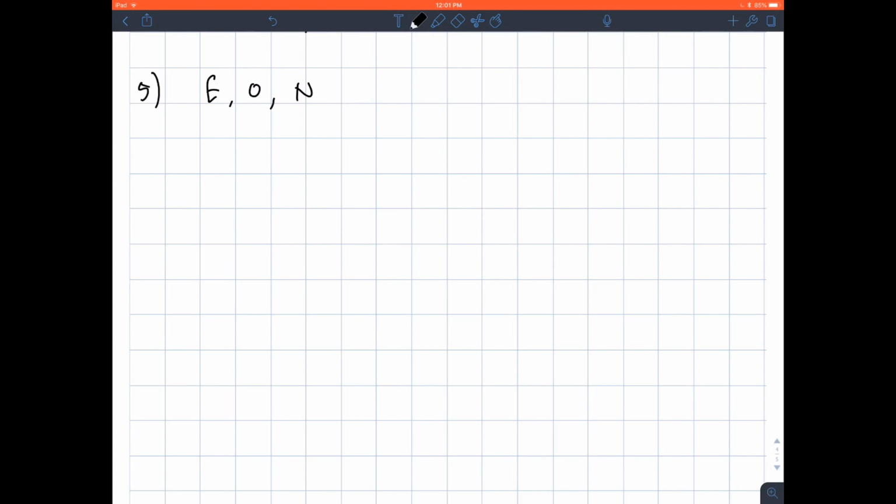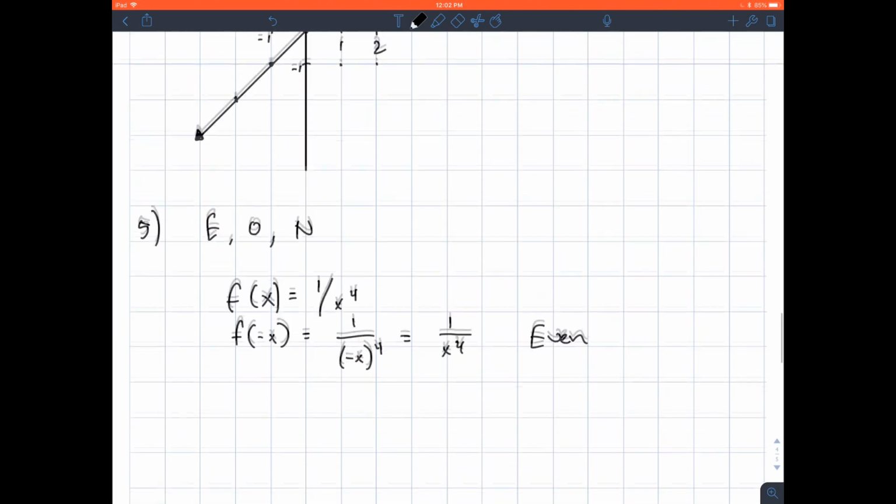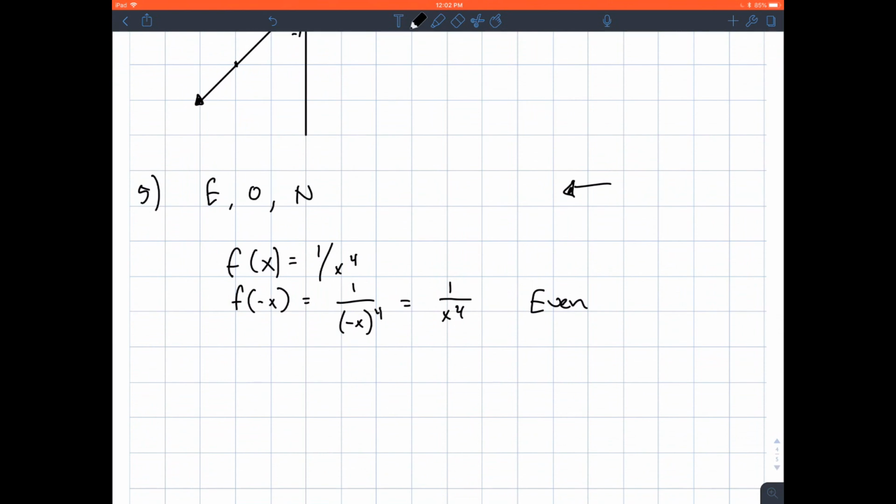Let's say we're given a function f of x is equal to 1 over x to the 4th. Basically, how you tell whether it's even, odd, or neither is that we plug in f of negative x to the function and do a little bit of algebra. If it comes out negative, it's odd. If it comes out the same, then it's even. So negative x to the 4th is simply 1 over x to the 4th. So that is even. This is just pre-calculus stuff that sometimes your calculus teacher will throw a whammy at you. Okay, let's continue.